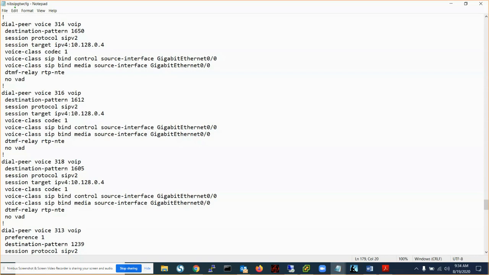Once you translate it as 0, the router will say, okay, translated as 0. What to do with it now? Oh, I have a dial pair here saying what to do with the 0. Send it to this IP address. We will look for the preference 1 to send it to the publisher. It will send it to the call manager publisher, and the call manager publisher will take it from there. Okay.